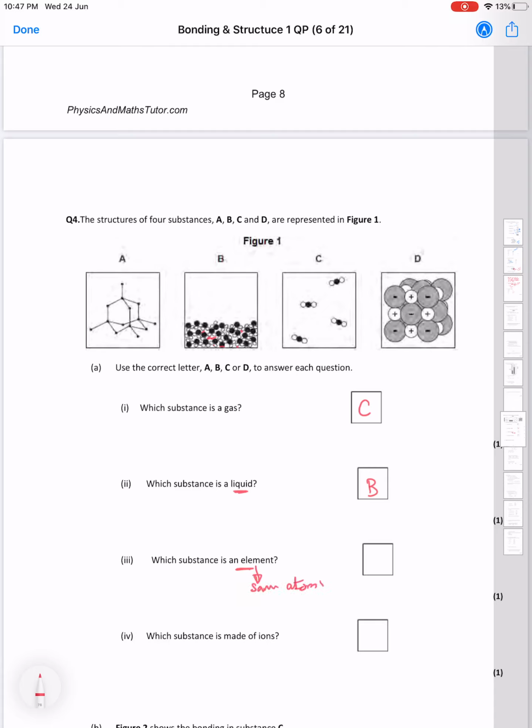Here obviously I have two different types of atoms. Here I have two different types of atoms. This is the only structure that has the same type of atoms, which is carbon. Obviously this is the diamond structure, so I'm going to choose A over here. Which substance is made of ions? Obviously D. It's made up of positive and negative ions, so I'm going to choose D.